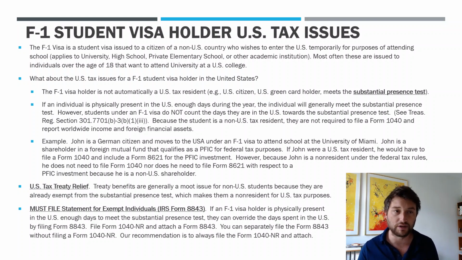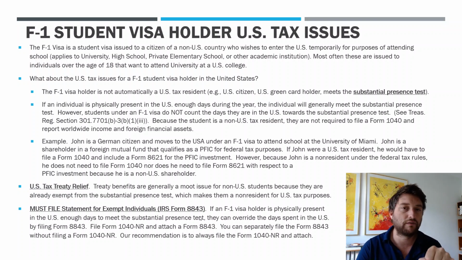Now, you can file it two ways. You can file it separately, so just fill out the 8843, sign it, mail it in to the IRS, done, or you can file it with a 1040NR. Now, the 1040NR, who would need to file that? Well, you can always file it even if you don't have any U.S. source income, and you can attach the 8843 and just be done with it that way.